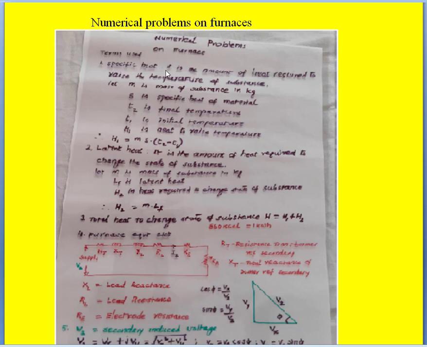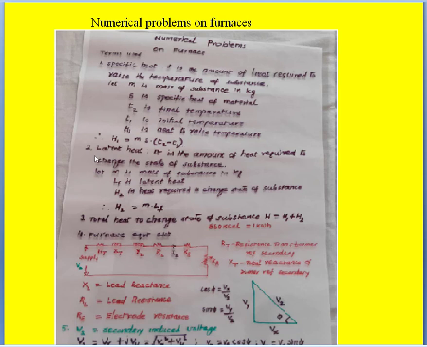Number one is specific heat. It is nothing but the amount of heat required to raise the temperature of the substance. Let small m be the mass of the substance in kgs, and S is the specific heat of the material, and T2 is the final temperature, T1 is the initial temperature. Let H1 be the heat required to raise the temperature of the substance to T2 degrees centigrade. Then H1 is equal to m into S into (T2 minus T1).